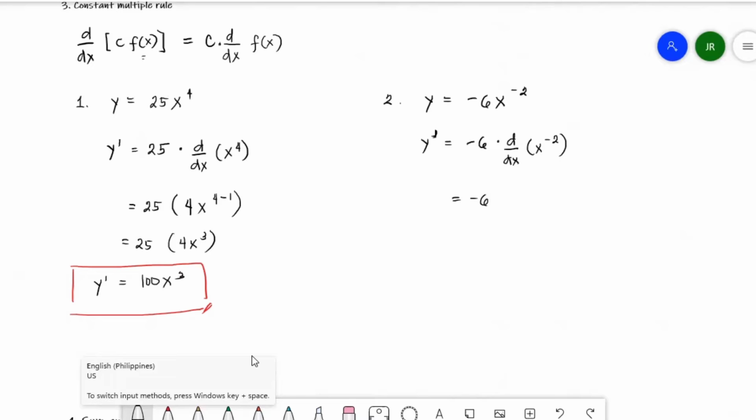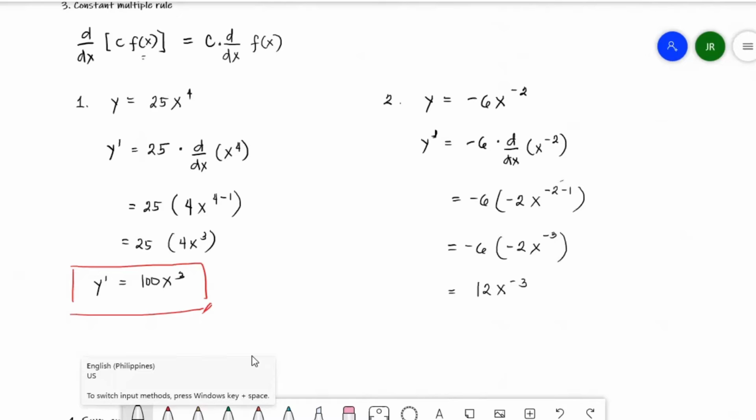Again, you can apply the power rule here. Ibaba natin sa exponent which is negative 2, copy the variable x, and then yung negative 2 na exponent ay babawasan natin ng isa. Next is negative 6 multiplied by, simplify itong nasa loob ng parenthesis, negative 2x, negative 2 minus 1, and that is equal to negative 3. Simplify ulit: negative 6 multiplied by negative 2 is equal to positive 12, x raised to negative 3.